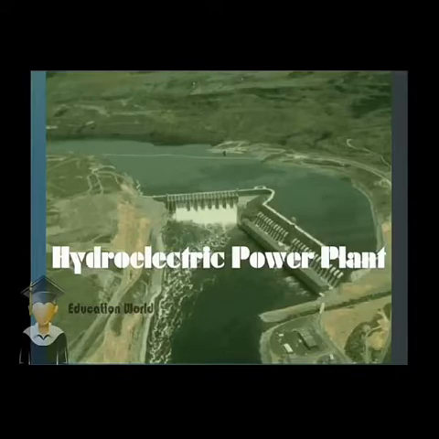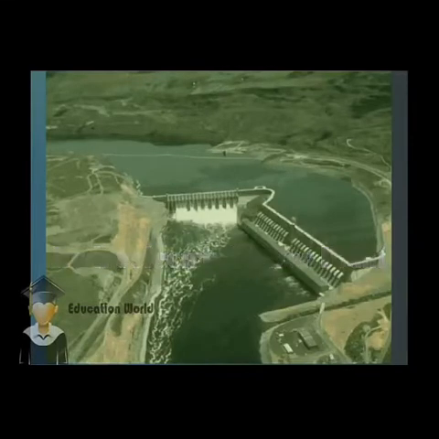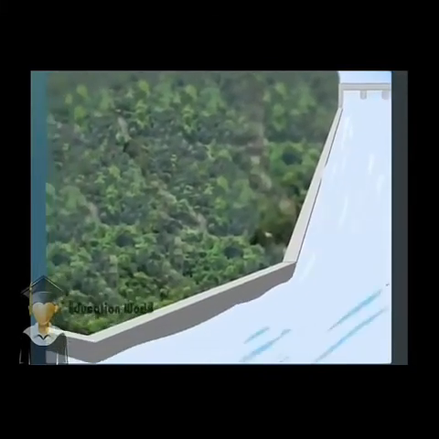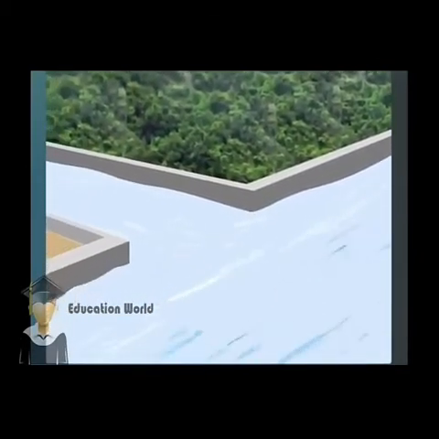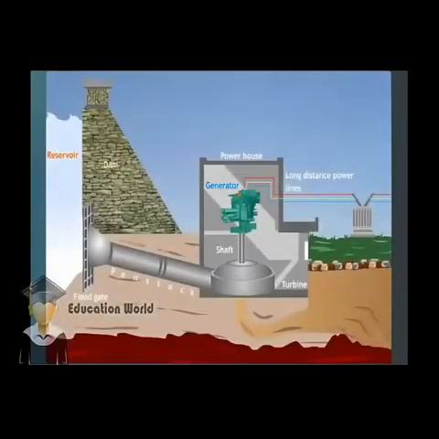So, working of a hydroelectric power plant. Start the video. In a hydroelectric power plant, electricity is produced from water. A dam is built across a large river to hold back the river water and raise its level to form a reservoir. At the bottom of the dam, there is a floodgate.